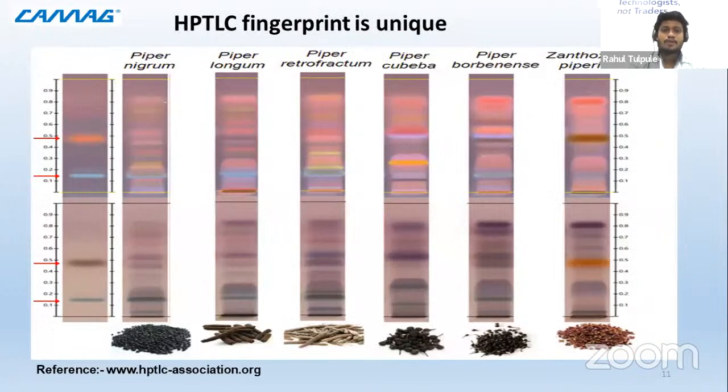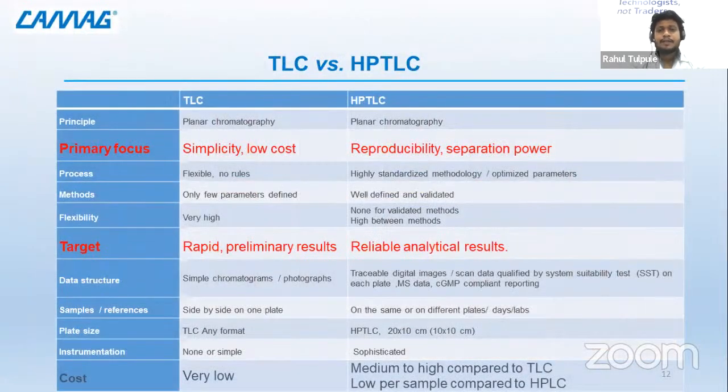When I was saying each fingerprint is different, here it is, HPTLC fingerprinting. There are different species of the same genus Piper, and each of them will have a different fingerprint pattern. Here it explains that Piper nigrum and Piper longum, even if they are from the same family, will have different fingerprints. Then there is a comparison.